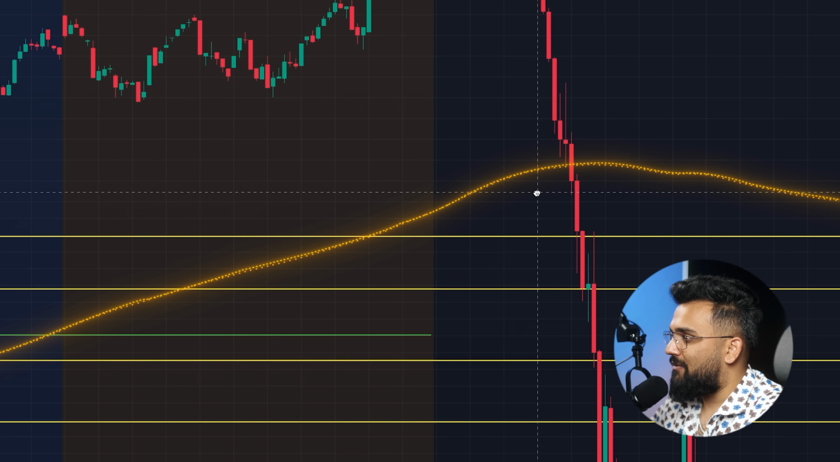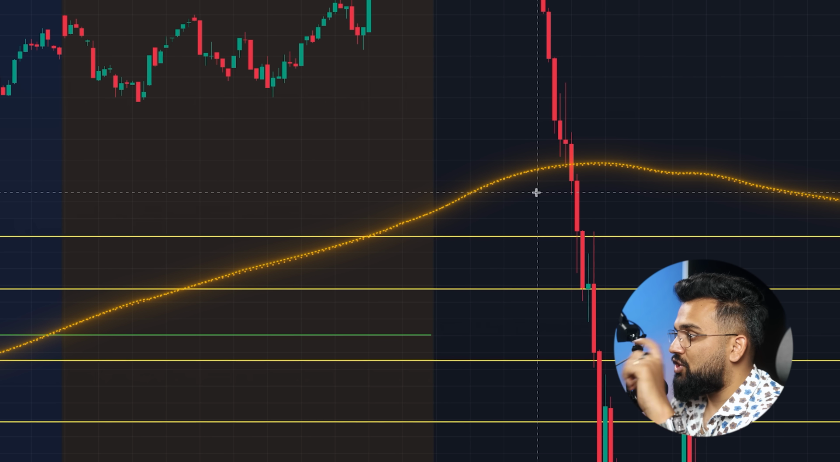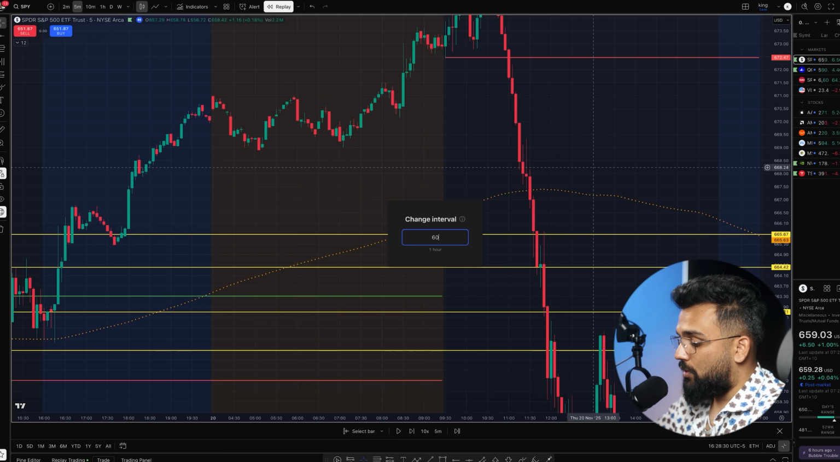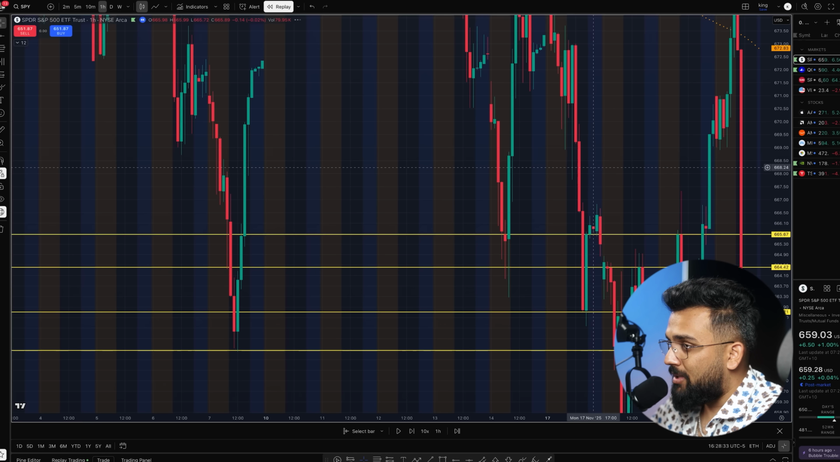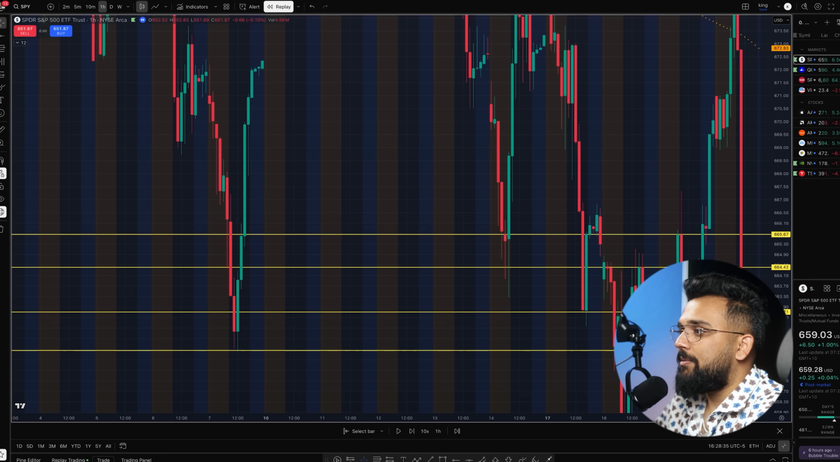Now check this out. This is a 200 moving average on a 5-minute chart that will be running across your charts. This will work on a 5-minute chart. This will work on a 60-minute chart. It will work on a 2-minute chart. It works on every single time frame that you're trading on.